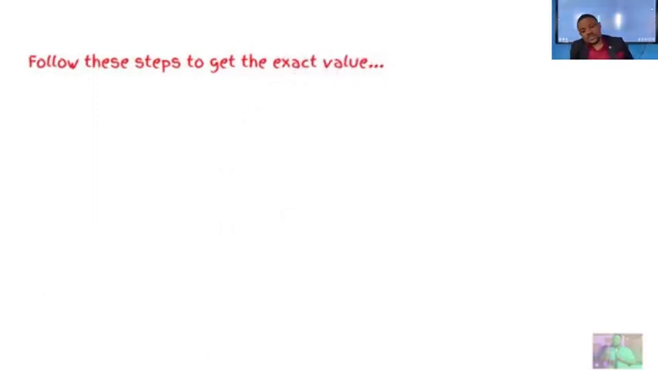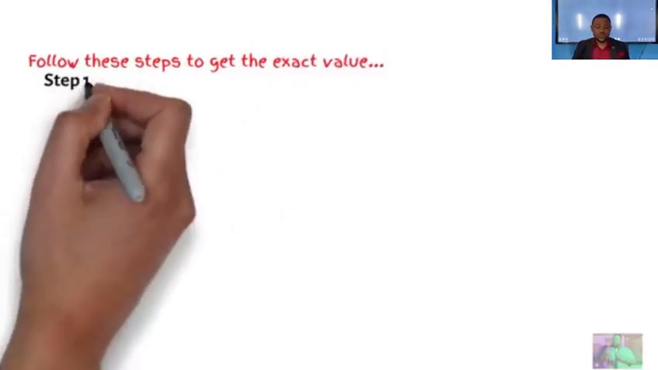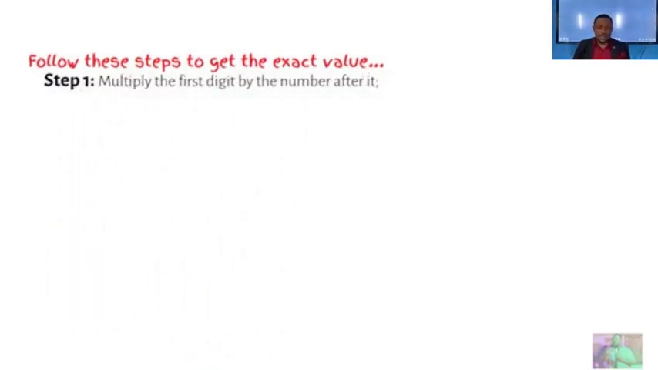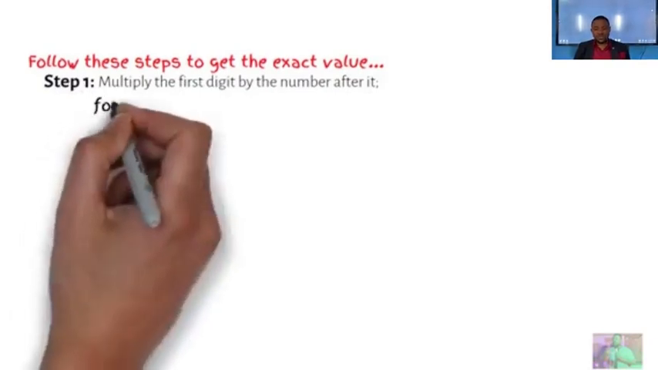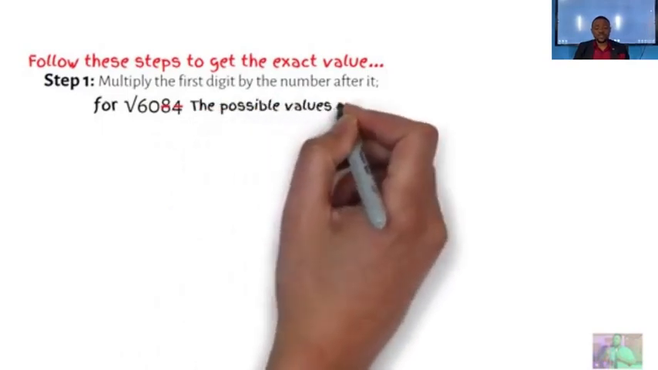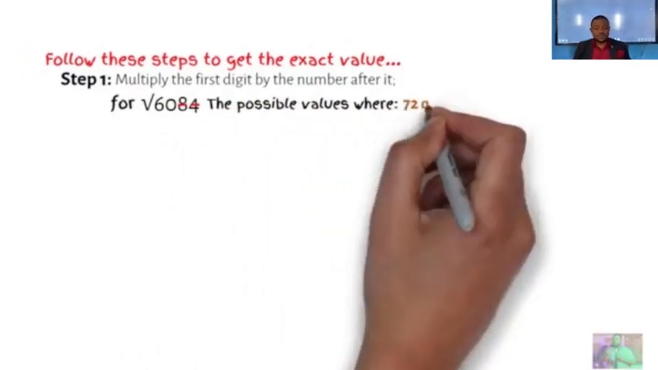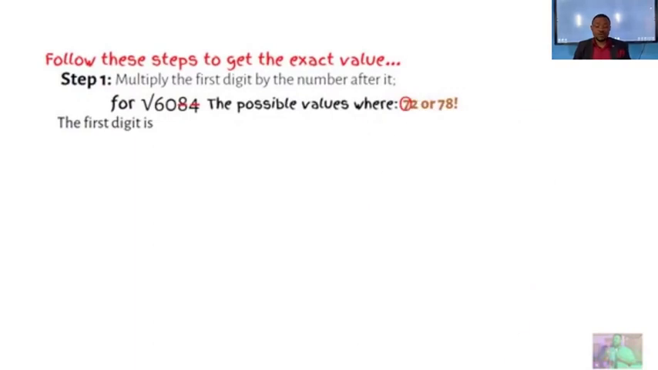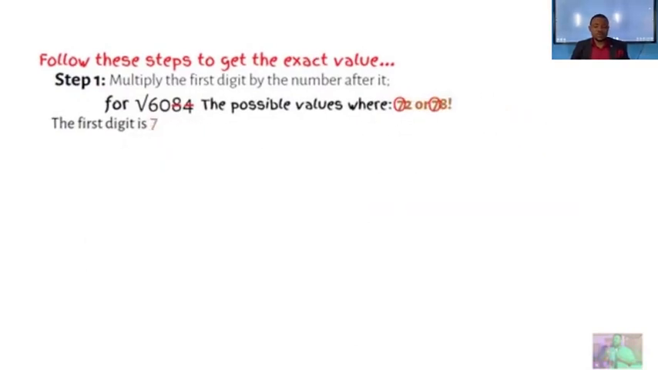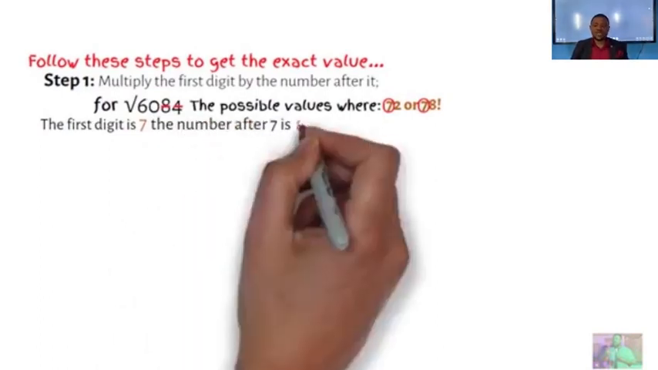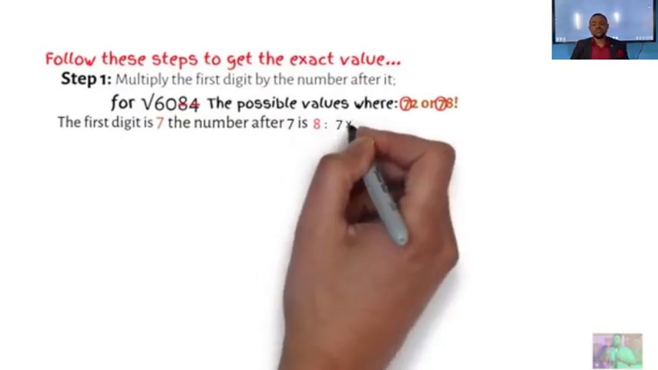So you follow these steps to get the exact values. Step 1. Multiply the first digit by the number after it. Let me give you an example. From the last class, we had a number like 6,084. We'll find the square root of that. And the possible values were 72 or 78. So how do we get the exact value? The first digit for the possible values is 7. So the question is, which number comes after 7? It's 8. So I'll multiply 7 by 8, and I'm going to get 56.